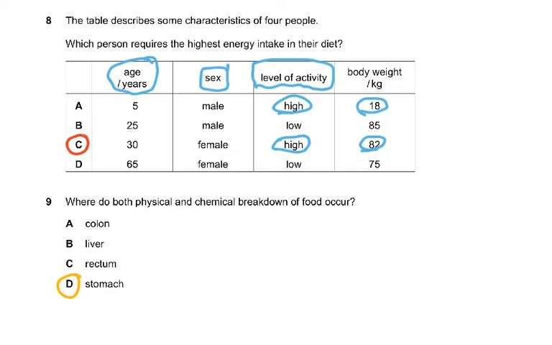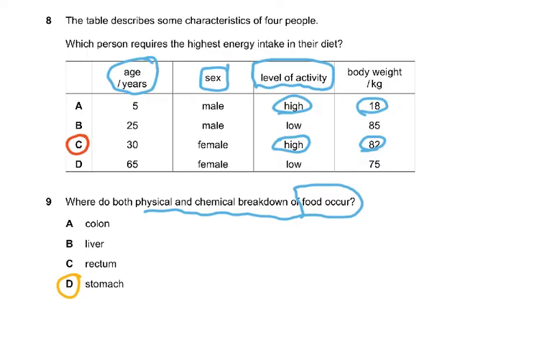Number 9, where do both physical and chemical breakdown of food occur? Physical, you remember, is what? Like in your mouth, when you chew the food, is physical breakdown. In your stomach, the muscle in the wall of the stomach churns the food. The wave of peristalsis keeps on churning the food for a very long time, as the food is in the stomach for nearly about 3 hours. So physical and chemical breakdown of food.